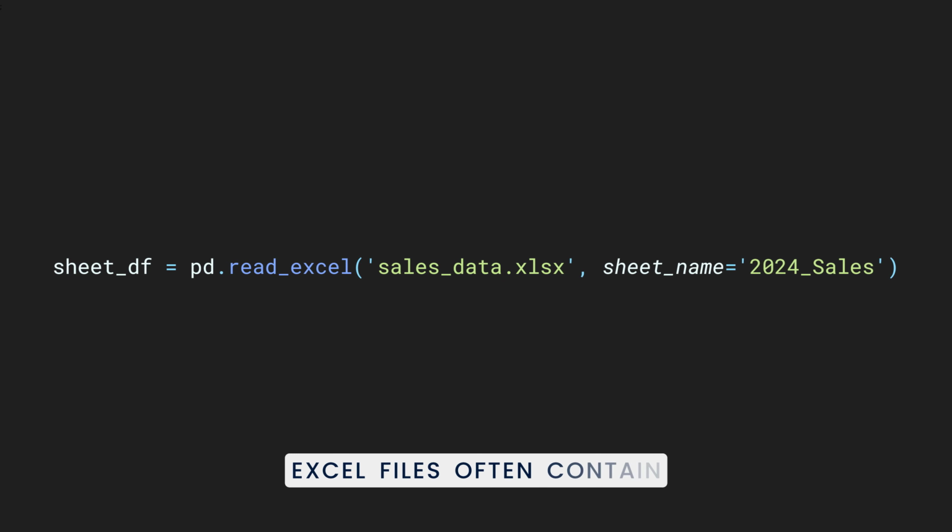Excel files often contain multiple sheets. Using the sheet_name parameter, you can tell Pandas exactly which one to read. In this example, we're loading the sheet named 2024 Sales.